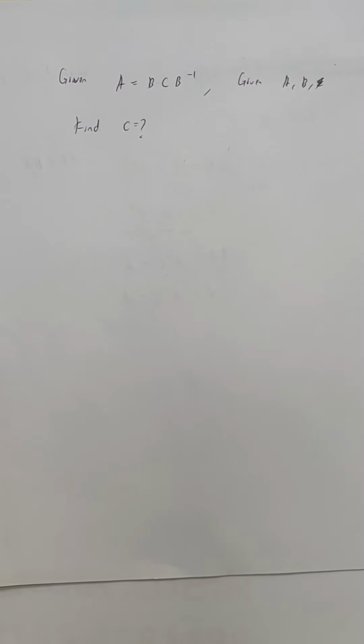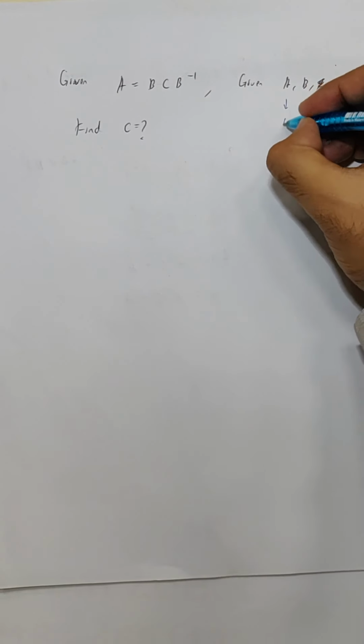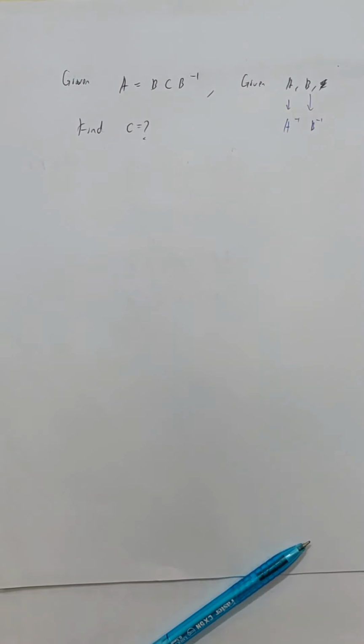How? This is the last one. Let me ask you one question. If you know A, if you know B, what does it mean? You also know what? If you want to find C, technically you know C. If you know A, you know B, you can also know A inverse. Because the question is not trying to find A inverse, okay? We're trying to find C. So that means we can calculate our way to find A inverse and B inverse.